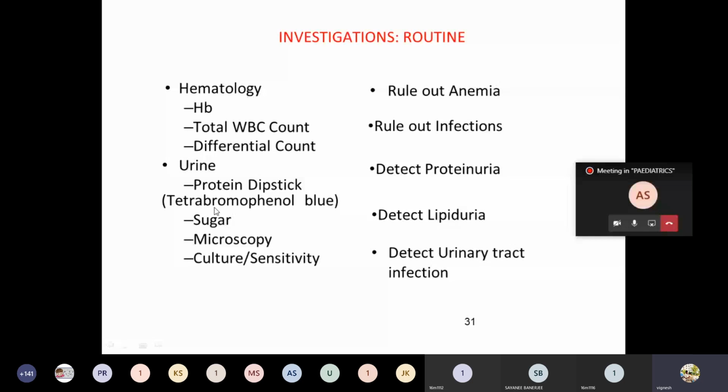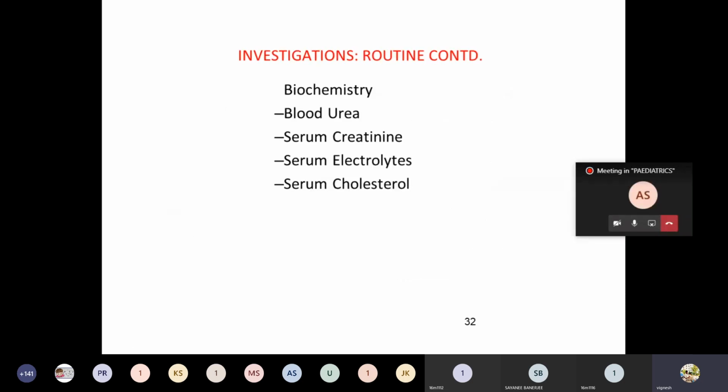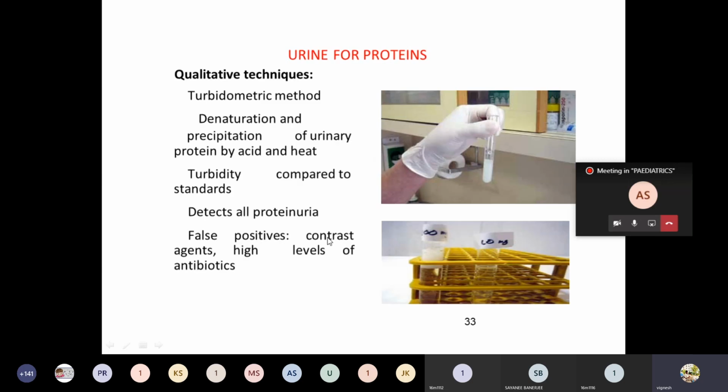We have to test routinely for sugar to rule out any diabetes. We should do microscopy, culture and sensitivity to see whether they have any infection. You have to detect lipiduria, the presence of lipids in the urine. Detect urinary tract infection, because you have to rule out infections before going into the treatment of nephrotic syndrome. As we already told, in biochemistry investigations, blood urea will be raised. Serum creatinine you have to check; usually in acute glomerulonephritis it will rise, in nephrotic syndrome it will be borderline. Electrolytes will usually be normal, but in contrast, cholesterol will be very high in nephrotic syndrome.